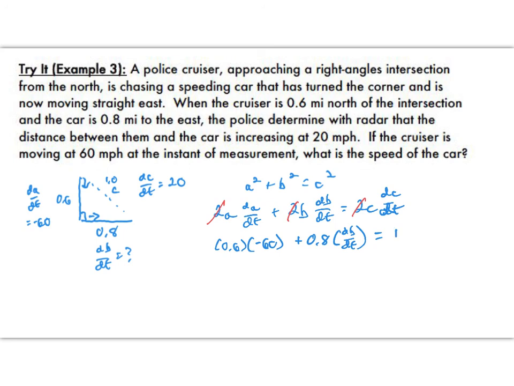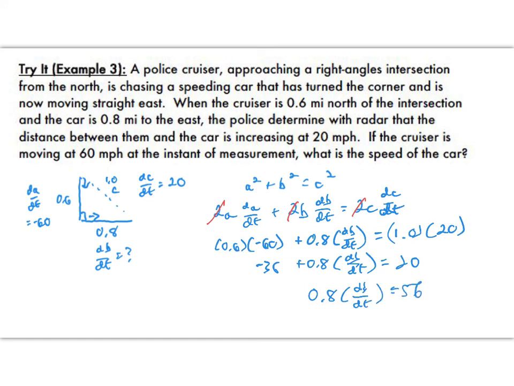And then our C is 1.0, and then I'm going to multiply that by 20, because that's the rate of dC/dt. Okay, so this is 20, and if I did 6/10 of negative 60, I think I'm going to get negative 36. And now the math drops pretty quickly. So I'm going to take 56 and divide it by 0.8, and I end up with a rate of speed of 70 mph for this particular vehicle that I am pursuing.